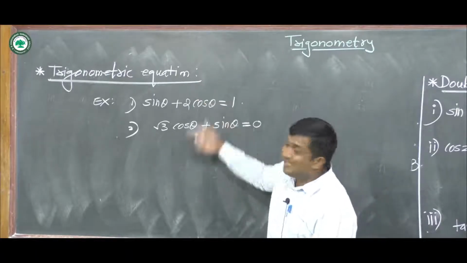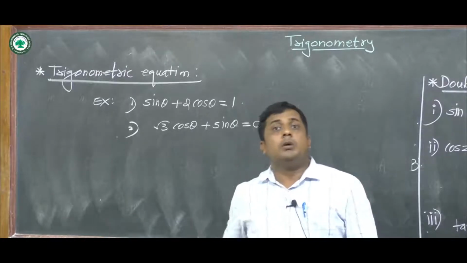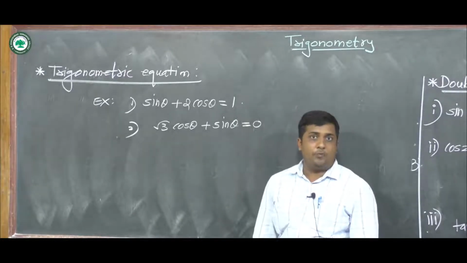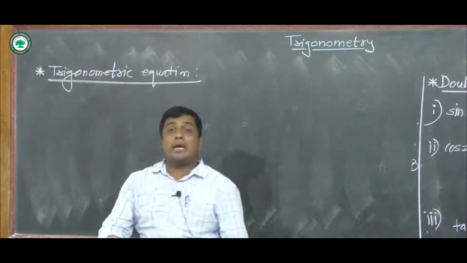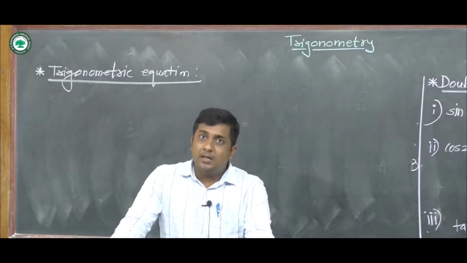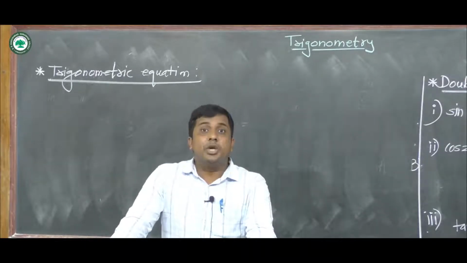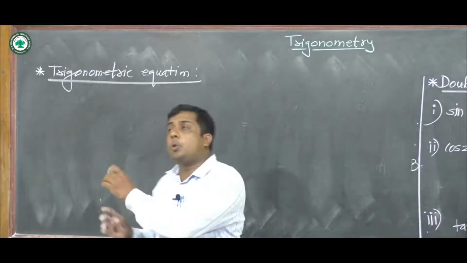So for this type of trigonometric equation, if we have to find the solution, then we have two types of solutions. The first is the principal solution, and the second is the general solution. Principal solution and general solution.